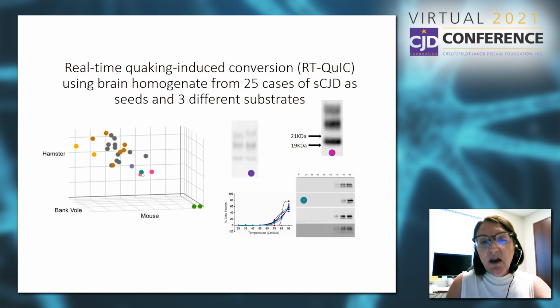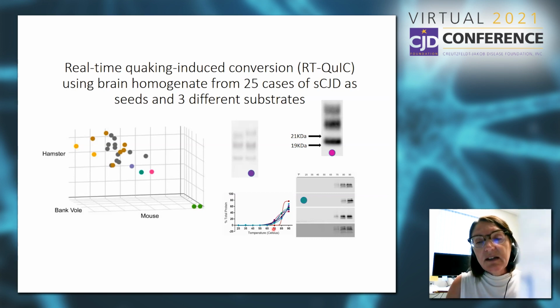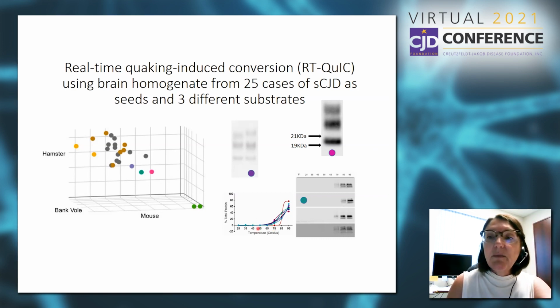And this sample annotated in turquoise looked identical to a typical one case on Western blot. Here the one cases are colored gray, the V2 cases are colored in brown, but it looked identical to a typical one case on Western blot. But when we did a denaturation assay, we found that it had different properties.